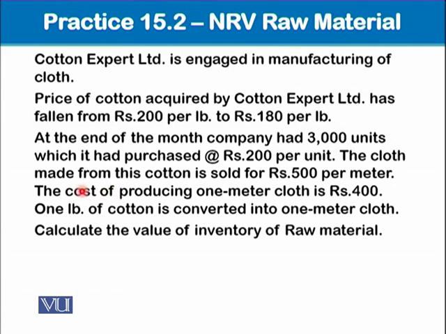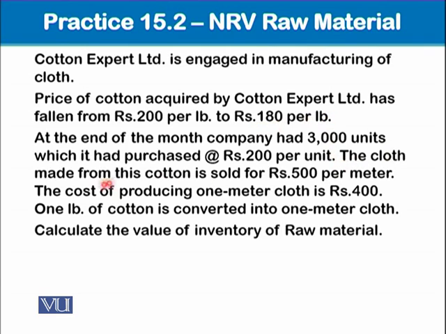The cloth made from this cotton, this is something very important. Please put all your concentration over here. First, we have 3,000 units in inventory which were purchased for 200, and now the price has fallen from 200 to 180. If we want to buy inventory today, it will be purchased for 180 per unit or per pound.